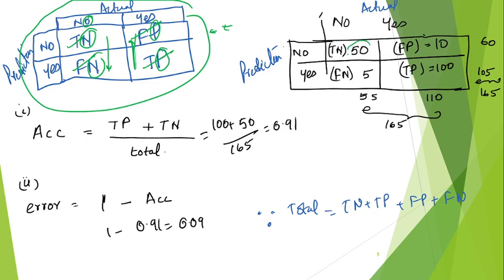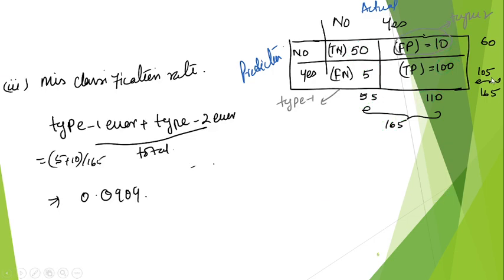Let's take an example. I have got these values. My true negative is 50. My false negative is 5. False positive is 10. True positive is 100. Total predicted no is 60. Predicted yes is 105. Actual no is 55. Actual yes is 110. Total is 165. So let's move on.